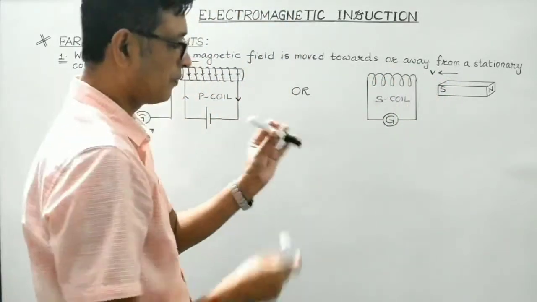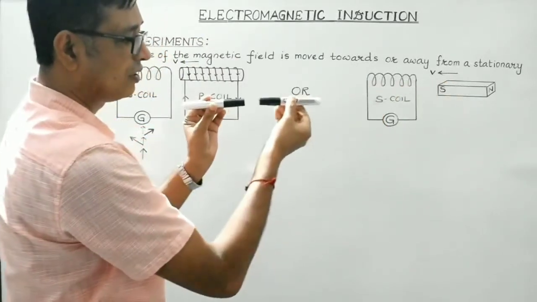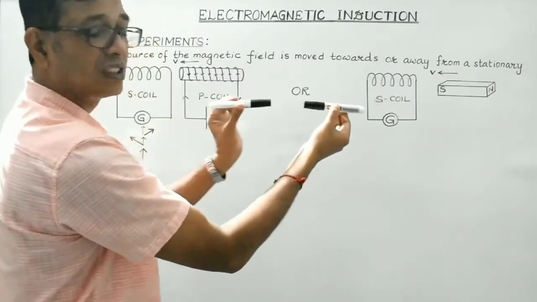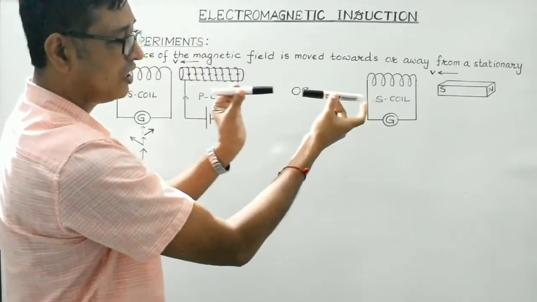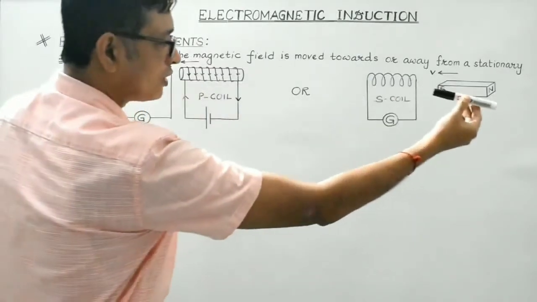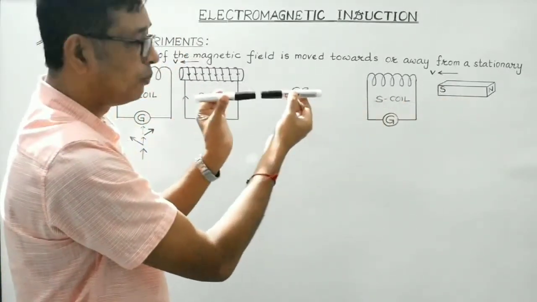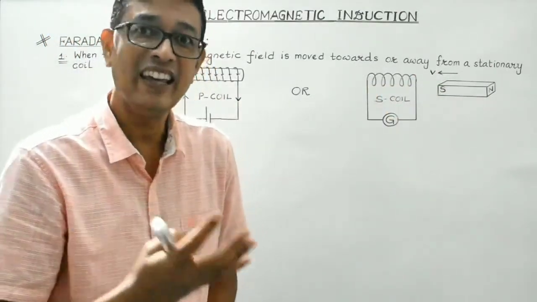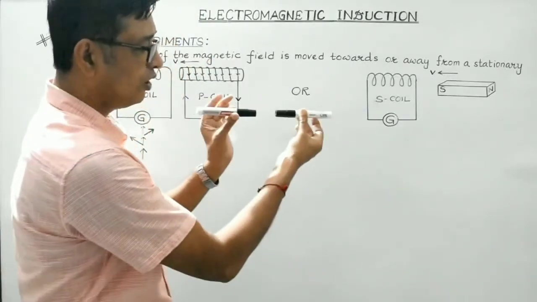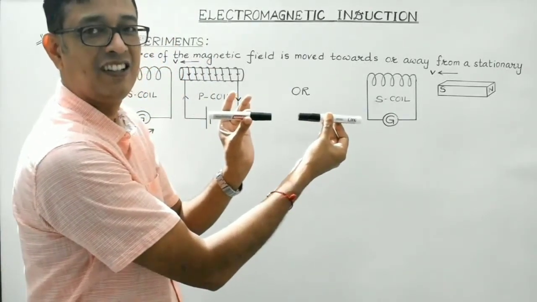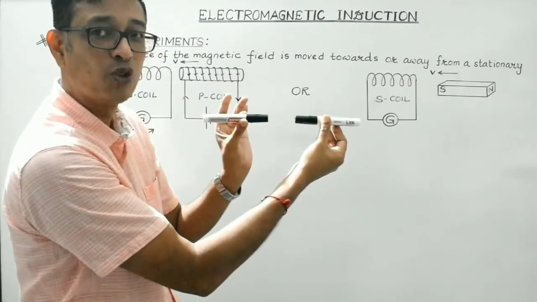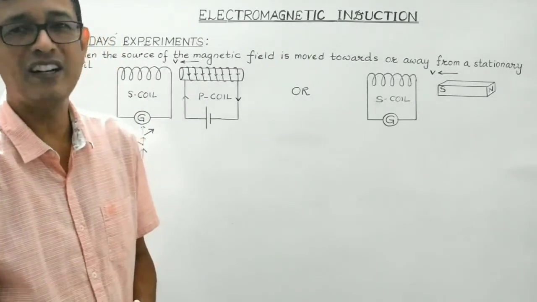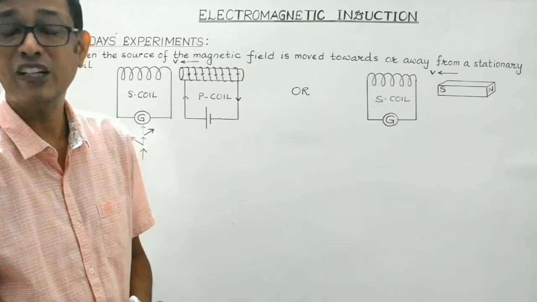Now, relative motion means one can be kept stationary and the other moved towards it or away from it, or both can be approached towards each other, or both can recede away from each other. So these are the various cases in which the relative motion can exist. But in case both the coils are held stationary, then due to the absence of any relative motion, the induced current in the coil is found to be zero. No current is produced in the coil. Right, students?